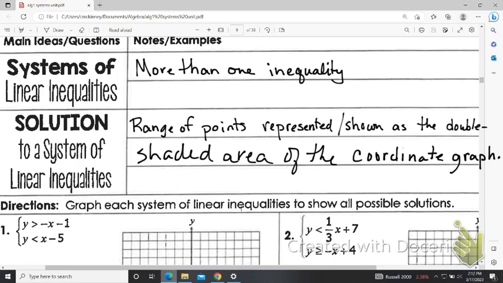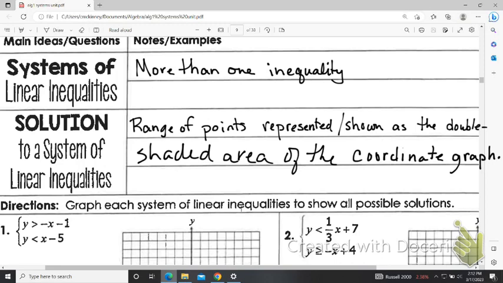So here we're going to talk about systems of linear inequalities. Depending on the term, I might call this, likely it's 3.3, like the third part of the third unit. But now we're doing a system of linear inequalities, so more than one inequality. And we are looking for solutions that satisfy both, okay?